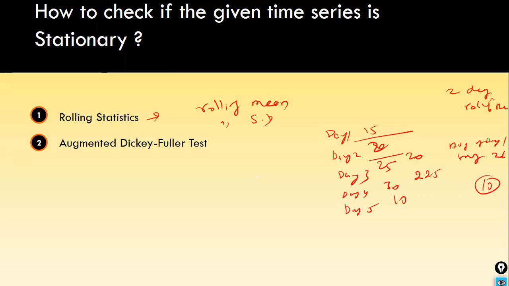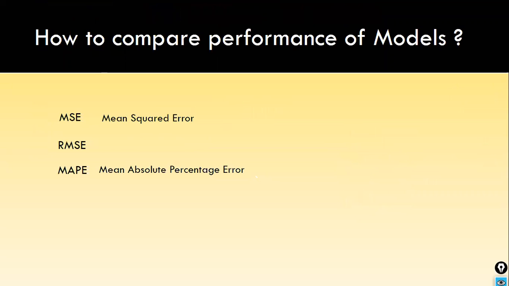When you plot the rolling statistics, or when you conduct this test, we can find out whether the given data is already stationary or not. Only if the given data is stationary can you fit the ARIMA model. What metrics do we use to evaluate the model performance? We have mean square error, root mean square error, and MAPE, like linear regression. The same thing we use here.